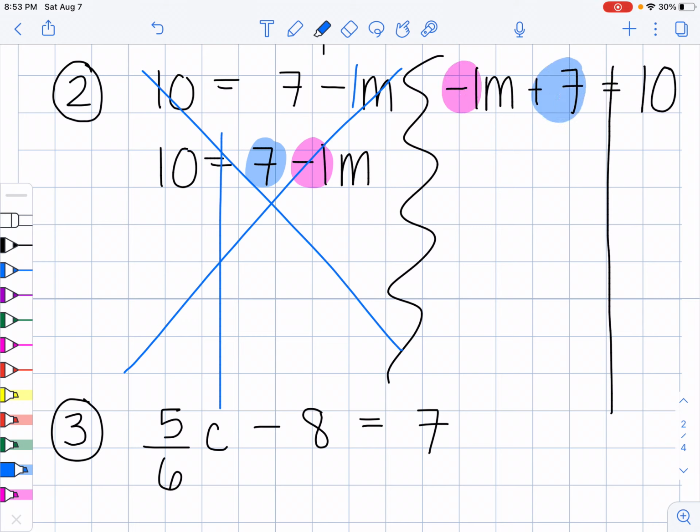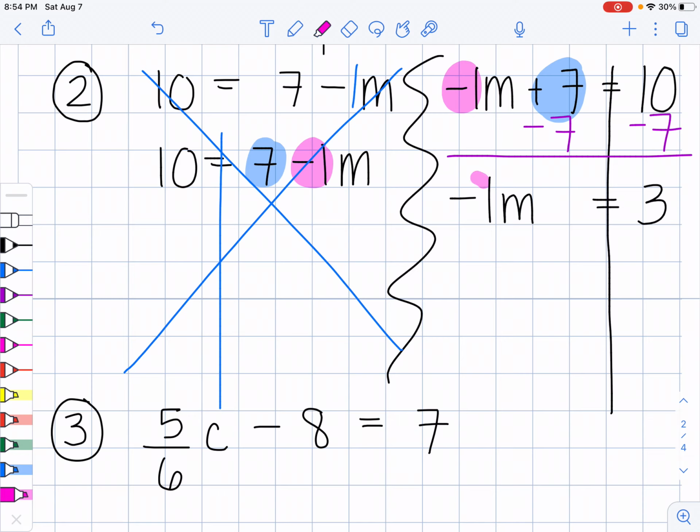So what am I adding or subtracting to my variable first? I'm adding 7. So the 7 is the thing that I have to move first. So what undoes positive 7, or what does adding 7? Subtracting 7. So I'm going to subtract 7 from both sides. So I get -1m equals 3. 10 minus 7 is 3.